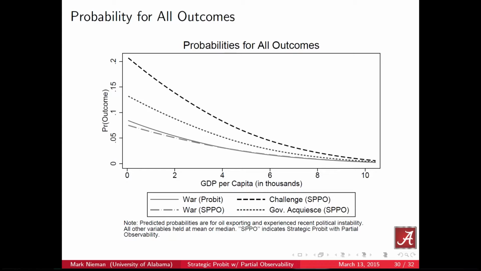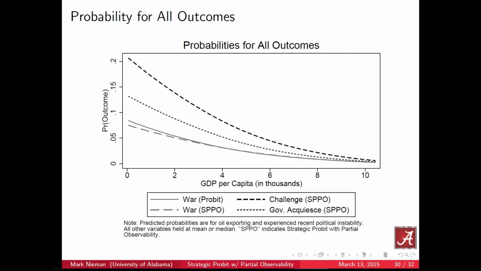What's interesting to note here is that the war outcomes are essentially the same. So you might say, well, why are we bothering with running these additional models? Or what's the benefit then from the strategic Probit? Well, I would argue that the benefit is that we can actually make predictions about these challenge outcomes and government acquiesce outcomes. We can garner more information from the strategic Probit than we can using a traditional Probit.